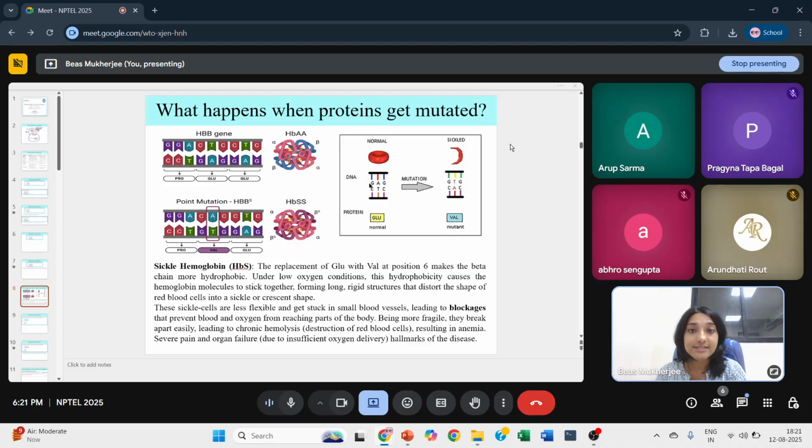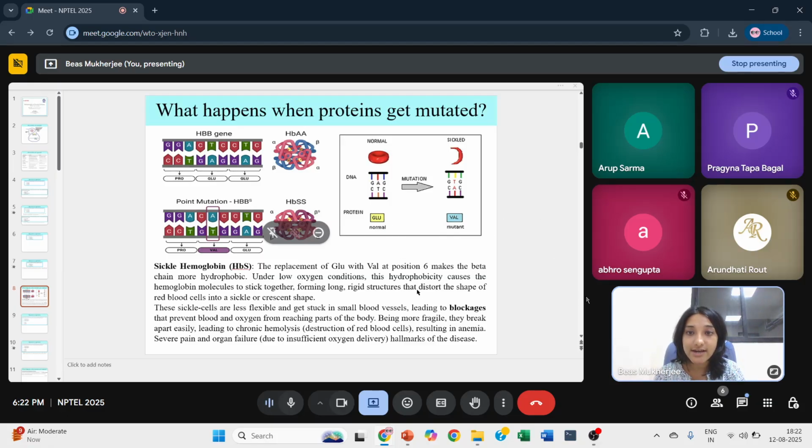So in the DNA, this was supposed to be GAG, which is supposed to give you glutamic acid. GAG is the codon, right? It is supposed to give you glutamic acid. Instead, it becomes GTG, and that codes for valine. So because of one single point mutation, the protein that is produced, this HBSS protein, is the sickle cell hemoglobin.